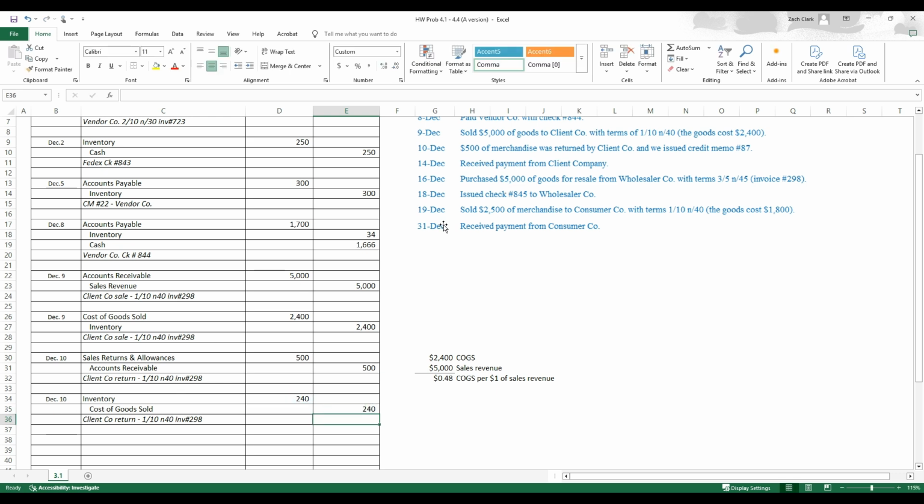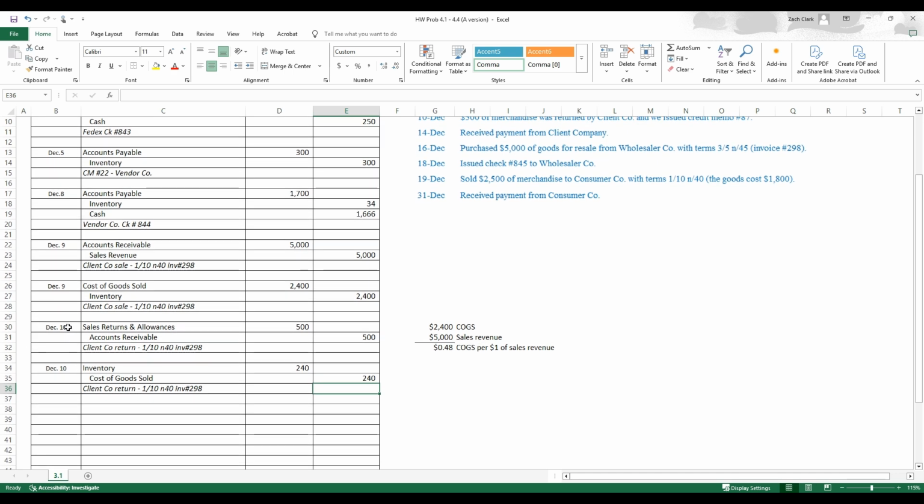So a little tricky, an extra little wrinkle to this problem that you had to sort of figure out. But hopefully that makes sense. Okay, on the 14th, we received payment from client company. So now we're receiving the payment for all these transactions here.